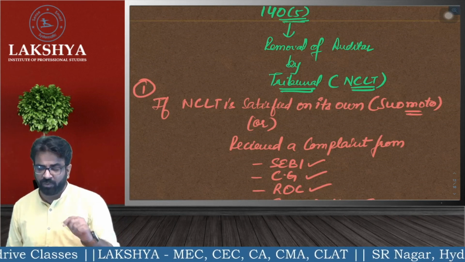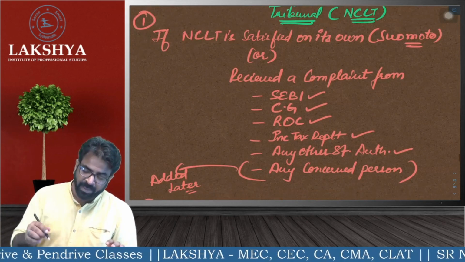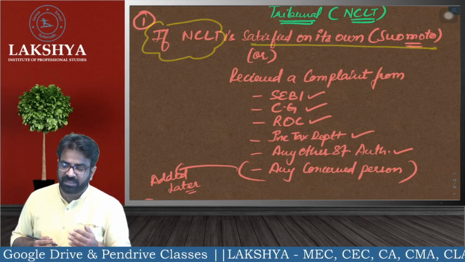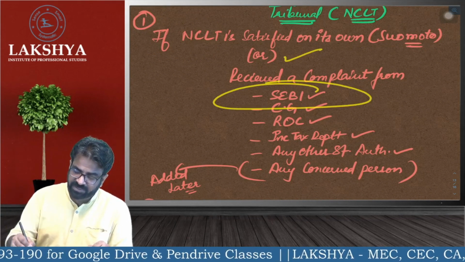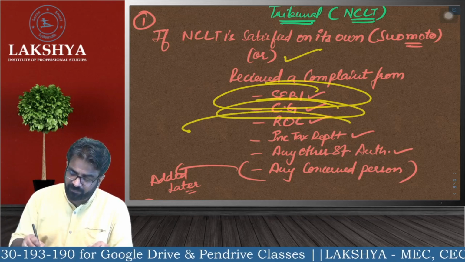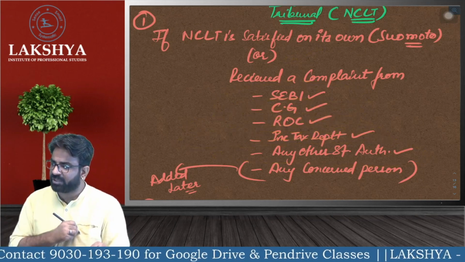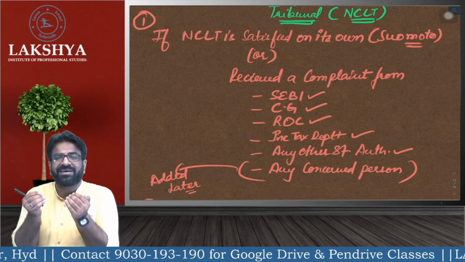Removal of an auditor by whom? Tribunal. What do you mean by tribunal? National Company Law Tribunal. Now see, if the NCLT on its own believes that, or NCLT received a complaint from SEBI, from central government, from ROC, from the income tax department, from any other statutory authority, or any other concerned person which is later on added.